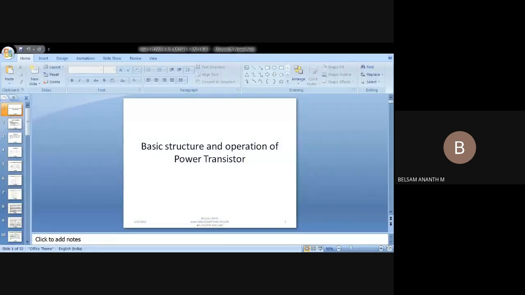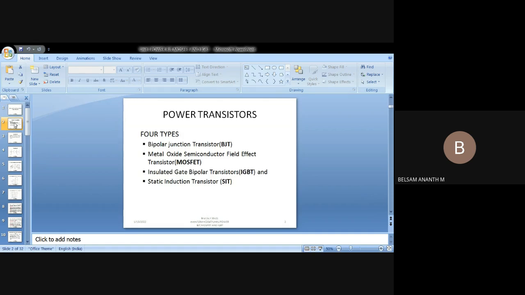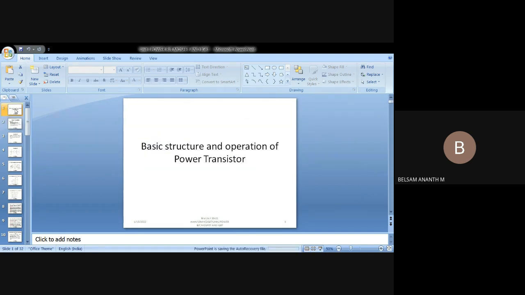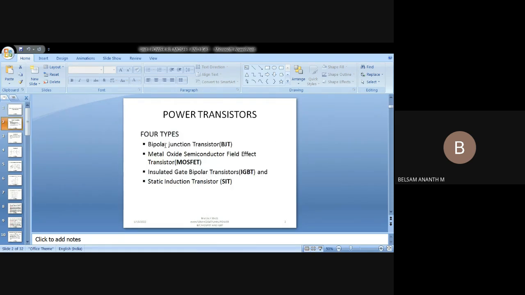So in continuation with the previous class, here again we'll have a discussion on the basic structure and operation of the power transistor. So power transistor, the word itself says very clearly about power.